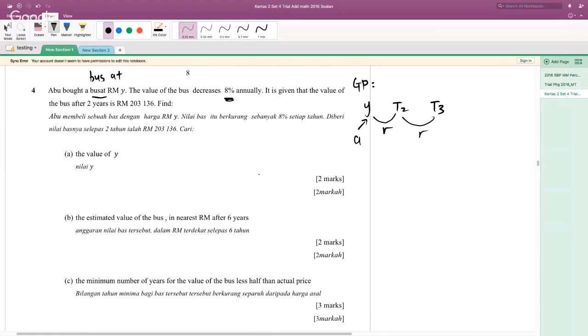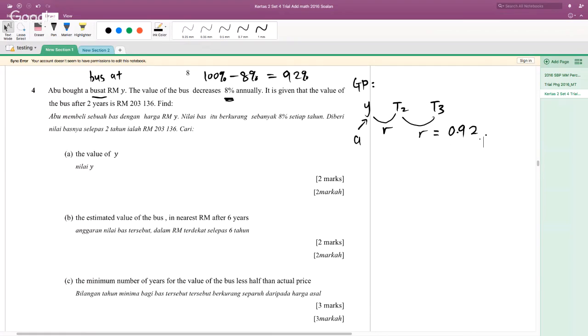And then decrease 8% means what is R? Decrease 8%, if you say R is 0 minus 0.08, then you got it wrong. Because decrease 8% means you have to use 100% minus 8%. So you still have 92% left. So this is your R value. Your R should be 0.92.